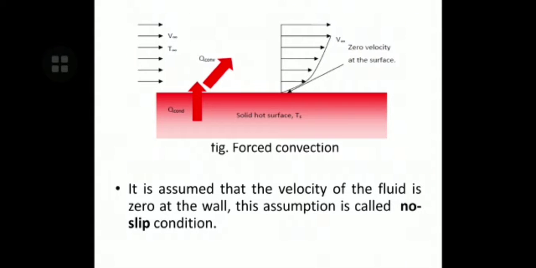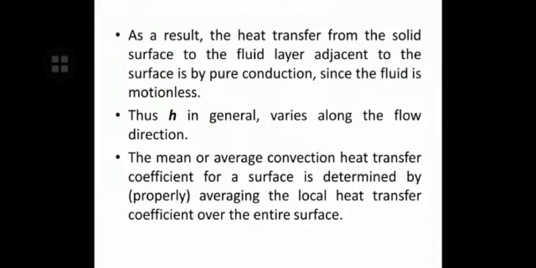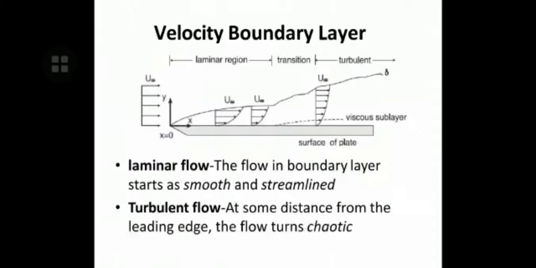Then, the no slip condition is the assumption that the velocity of the fluid is 0 at the surface, as we can see in the figure and the respective graph shown. As a result, the convective heat transfer coefficient in general varies along the flow direction, and the mean convective coefficient is determined by averaging the local heat transfer coefficient over the entire surface.